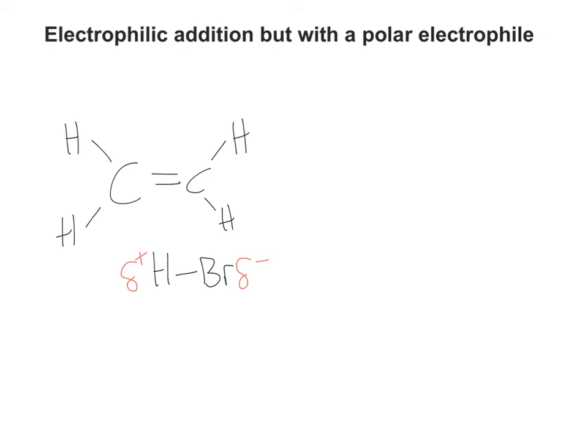So here again, the curly arrow touches the carbon-carbon double bond, and it points to the hydrogen atom clearly. Touches the hydrogen-bromine bond, points to the bromine atom clearly.